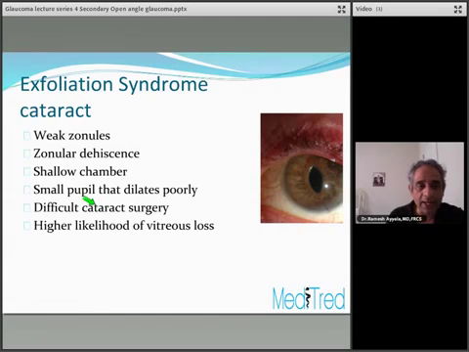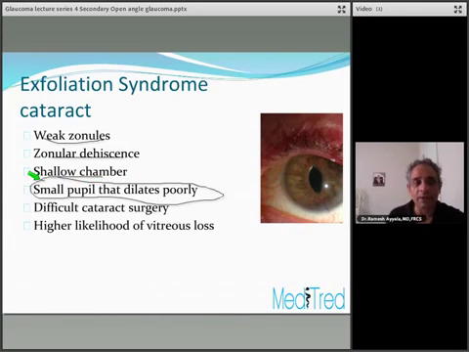Now, in regards to the cataract in association with exfoliation syndrome, remember we talked about weak zonules. This can lead to zonular dehiscence, shallow chamber, and the pupil does not dilate properly in this patient. So you will have a small pupil when you're going to do the cataract surgery. So the cataract surgery becomes difficult, and there's a higher likelihood of vitreous loss in this patient. So you have to be careful about this.